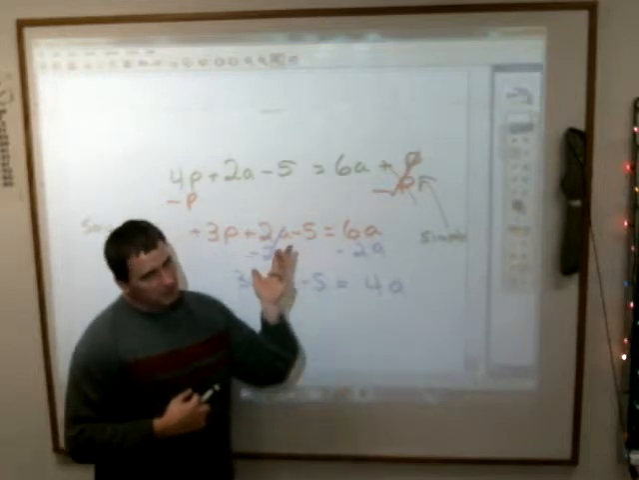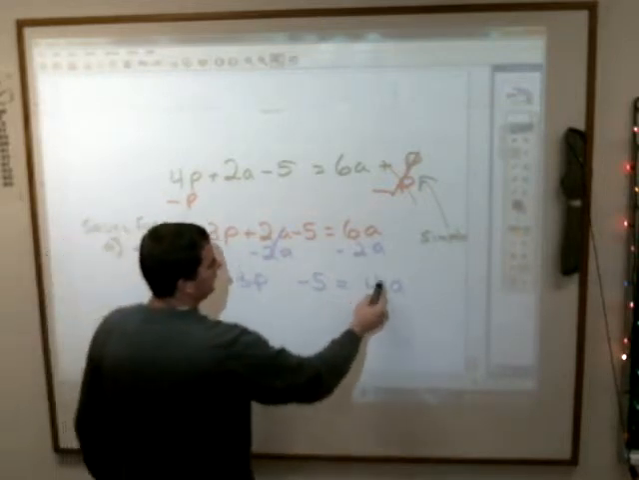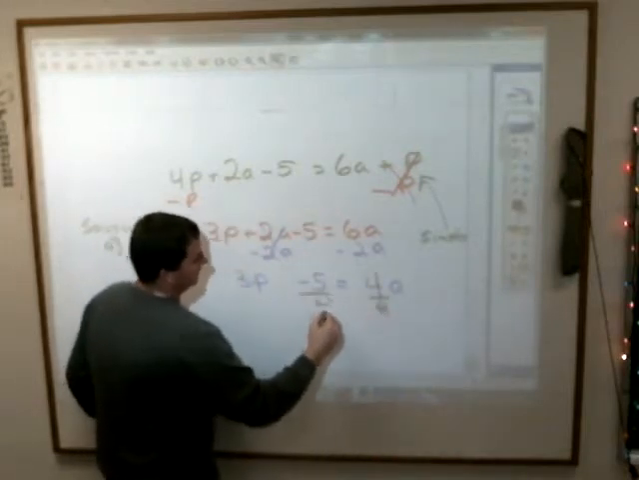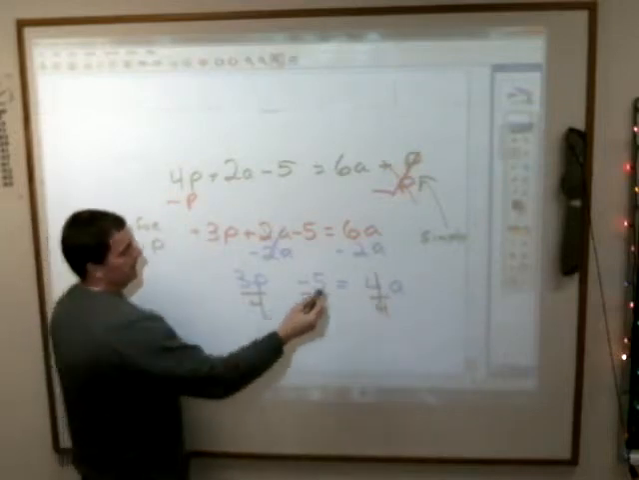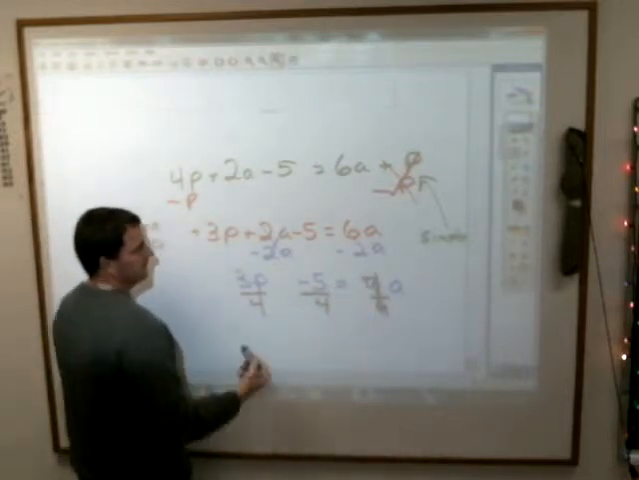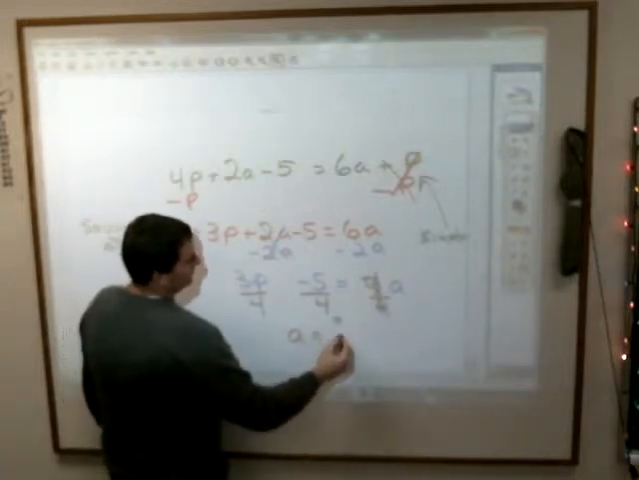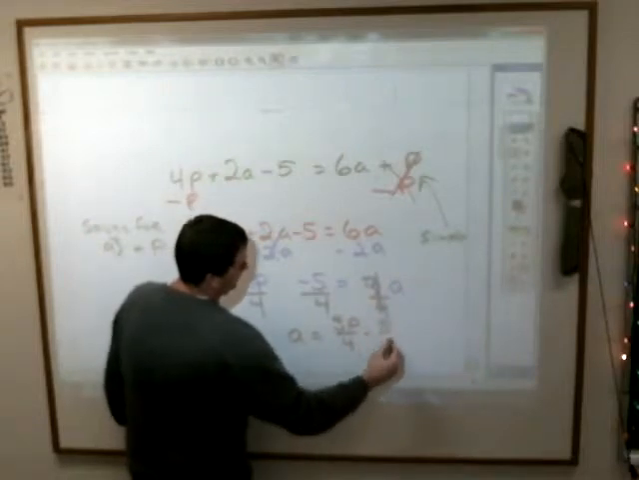Just like I did in the last one, you have to divide by. This is multiplication, 4 times A, so you're going to divide by 4, but you have to divide everything by 4 then. There you have the letter A all by his lonesome, and you can flip it over and put it on this side, it doesn't matter. A equals 3P over 4 minus 5/4.